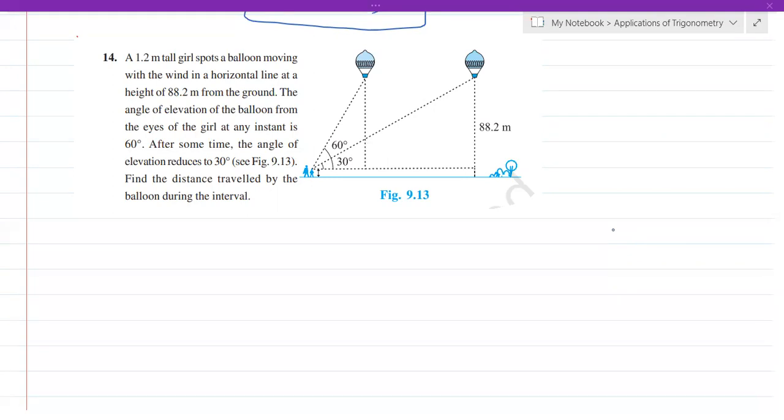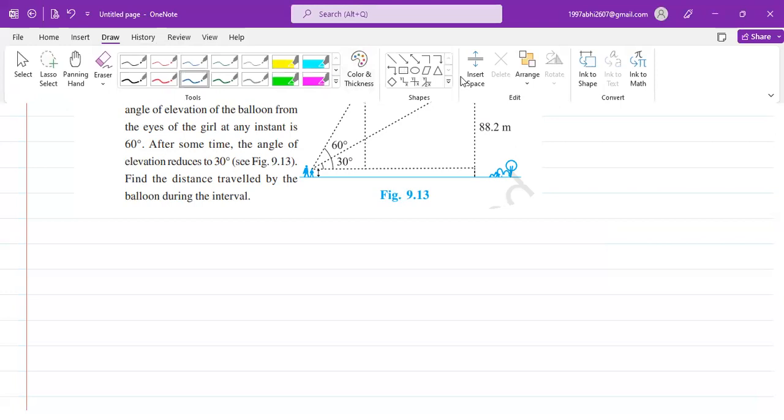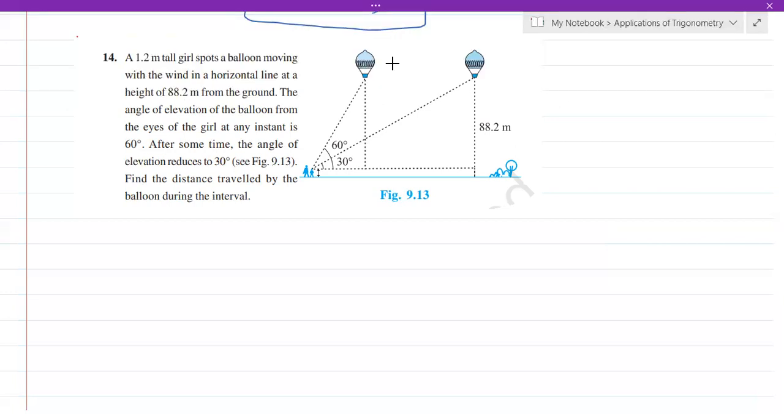Okay. Now let's redraw the figure. The figure is already given in the question, but let's redraw it. Let's say this is like the same problem which we did, the fourth one or fifth one, the problem based on a boy, where the boy was 1.5 meter tall and he was walking towards a building. It is exactly the same type of problem.